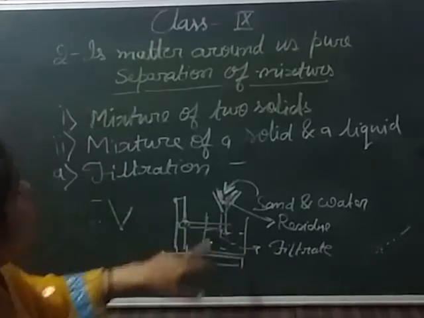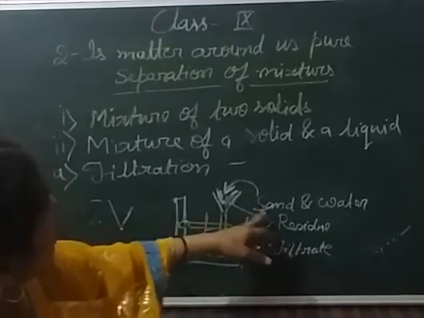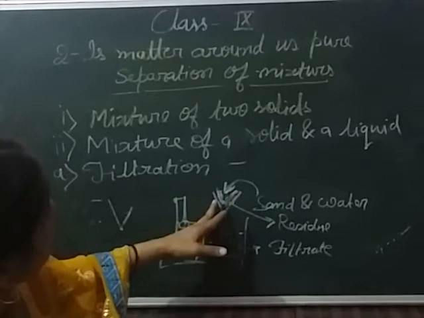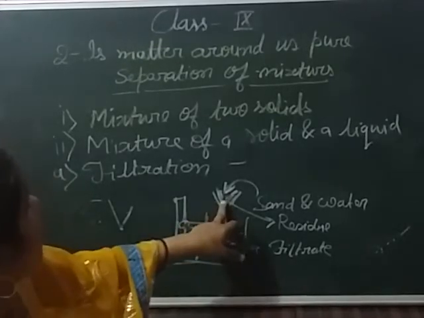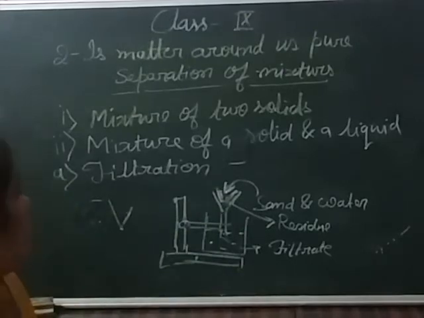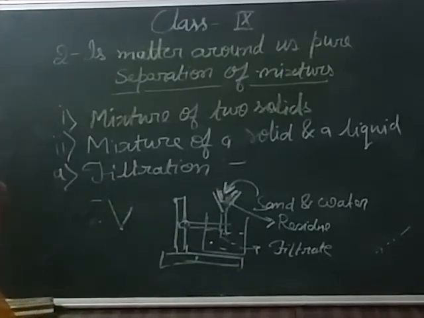is arranged downside the funnel. First we transfer this mixture into the funnel. The water goes into the beaker, it is the filtrate, and the residue is left on the filter paper. So we can easily separate sand and water from the mixture with the help of the filtration technique.